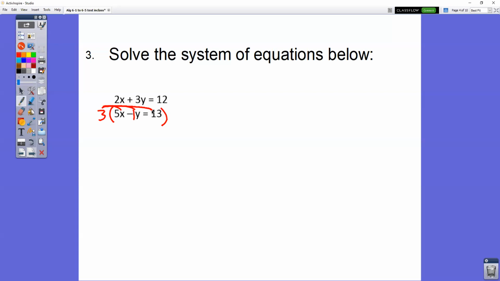Go ahead and finish the rest of this one, please. You're going to distribute, distribute, distribute with that 3. Then you'll have opposites with your y, so you'll just add going down.